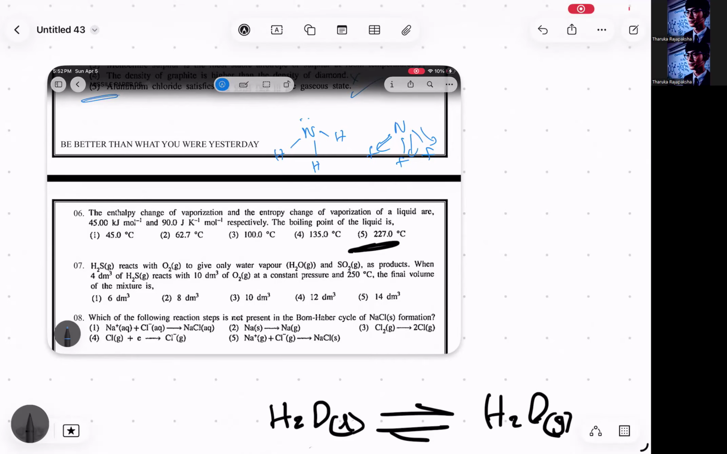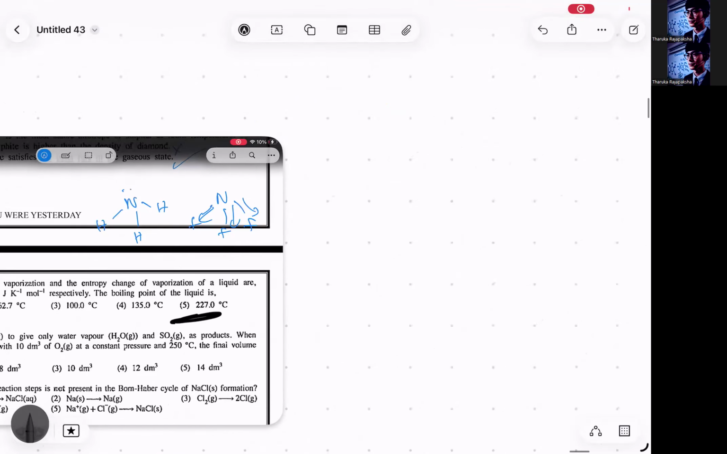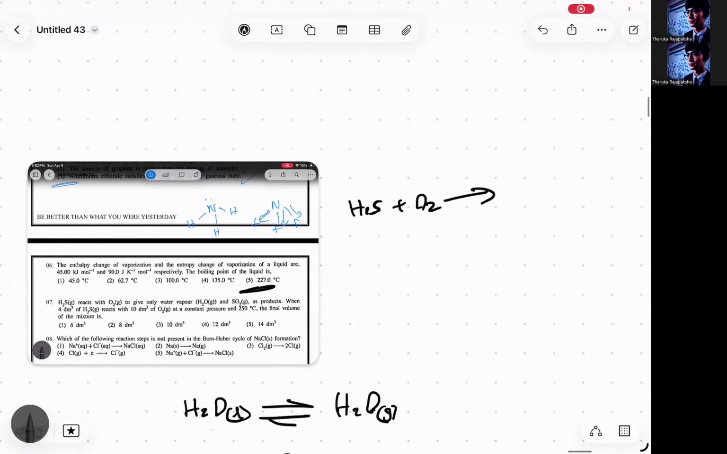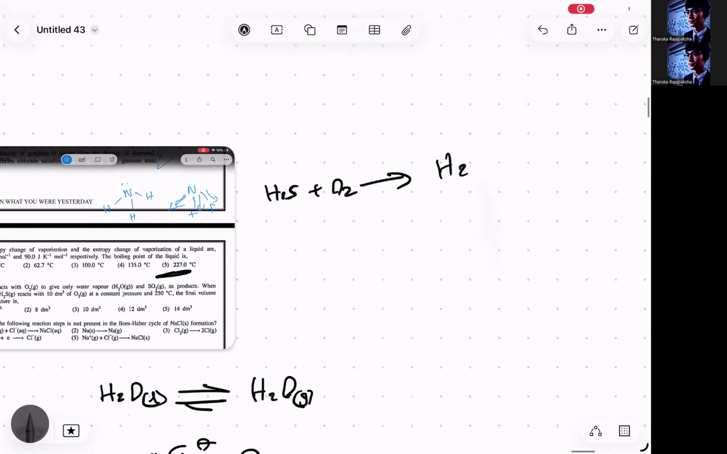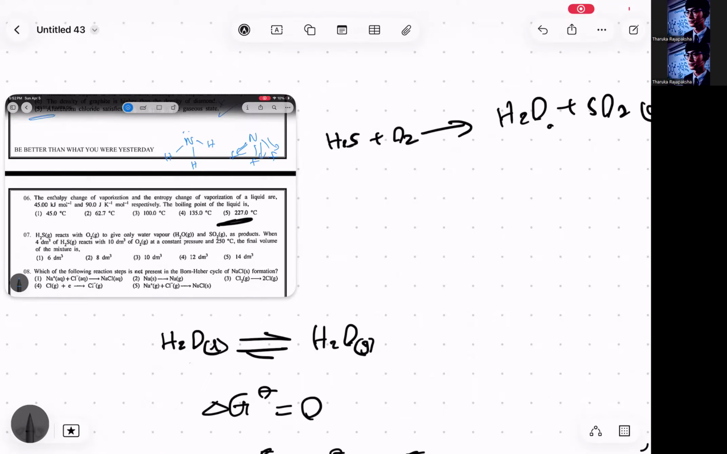Look at the seventh one. H2S gas reacts with O2 gas to give only water vapor and SO2 as the products. H2S reacts with oxygen to give H2O plus SO2 gas as the products when 4 cubic decimeter of H2S.